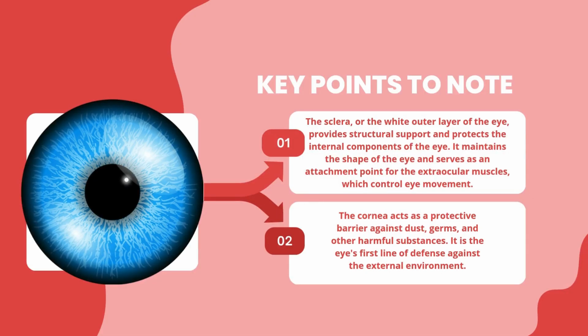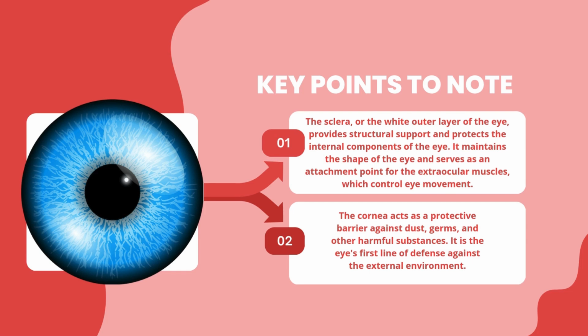So, before we move on to our next subtopic, which is the iris, pupil, and lens, there are just a few key points that I want you to note. Firstly, the sclera is the white outer layer of the eye that you can see, and it's like the eye's protective shell. So it gives the eye its shape and provides a sturdy wall that keeps everything inside safe. Plus, it's where the muscles that move your eye are attached.